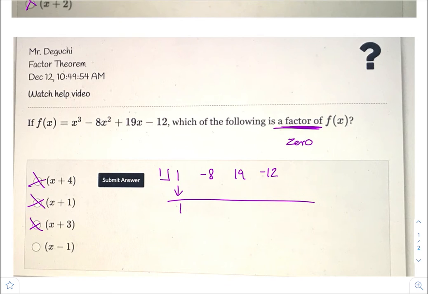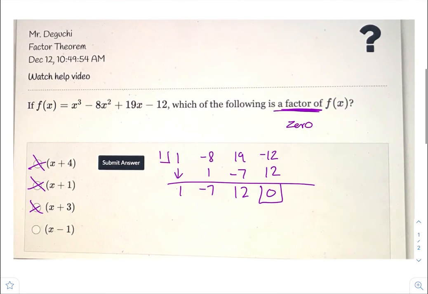1 times 1 is 1. Add negative 7 plus 1 times negative 7 is negative 7. Add 12. 12 times 1, 12. Perfect. We got a 0, and every time you get a 0, that means it will be a factor. We'll try one more.